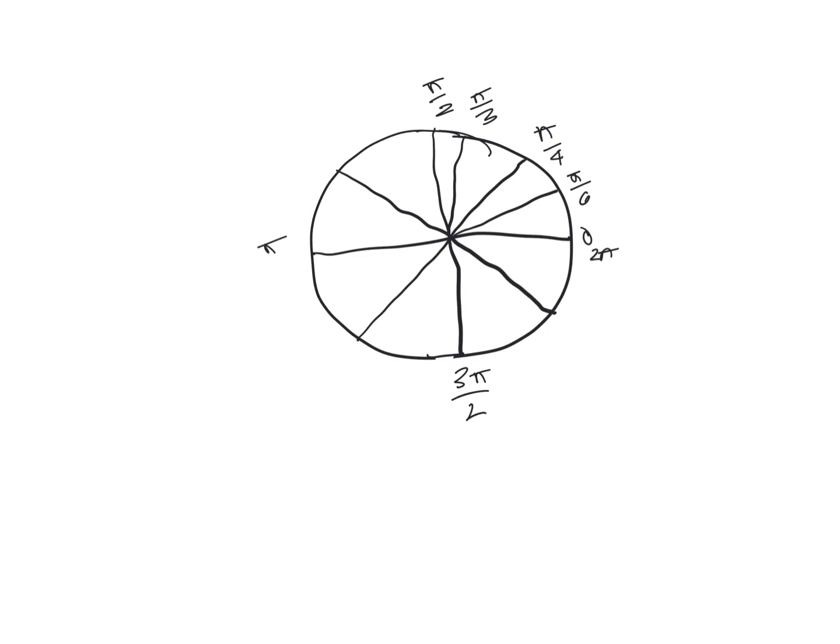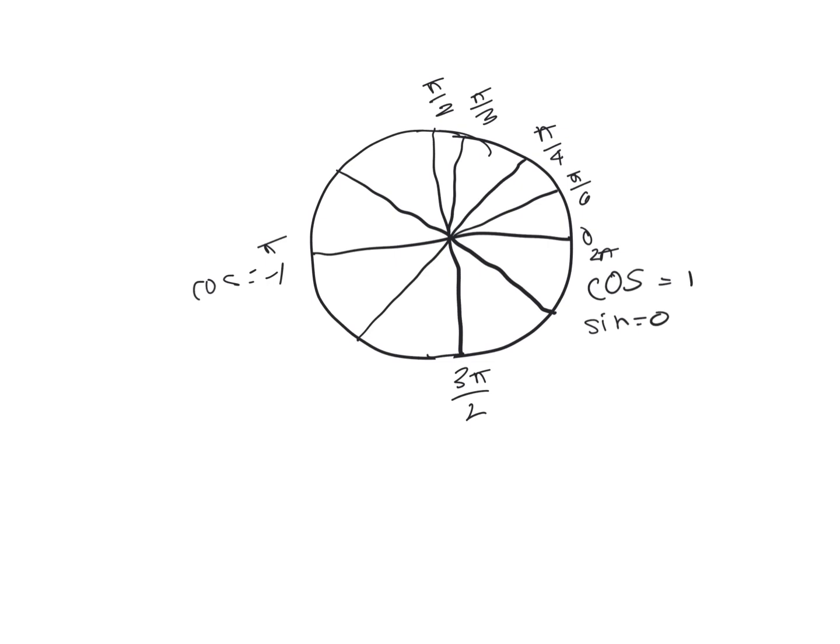So the first couple things are the easiest to remember. At 0, 2 pi, and pi, sine is 0. Cosine is 1 at 0 and 2 pi, and at pi, cosine equals -1.